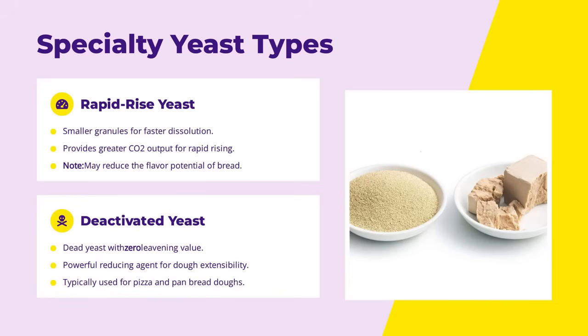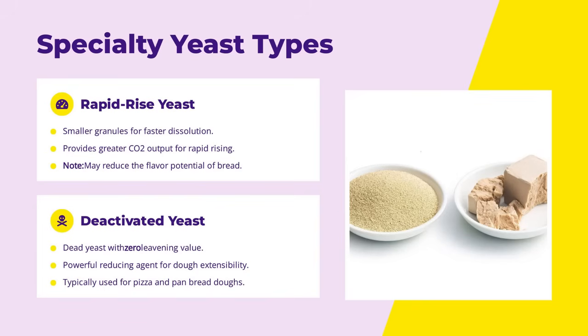The first is rapid rise yeast. Rapid rise yeast contains smaller granules that dissolve much faster than normal dry yeast. Because of its high activity, it produces carbon dioxide rapidly, allowing the dough to rise in a shorter time. However, the slide also mentions an important limitation. Since fermentation occurs more quickly, there is less time for flavor compounds to develop. As a result, bread prepared with rapid rise yeast may have slightly less flavor than bread produced using normal yeast.